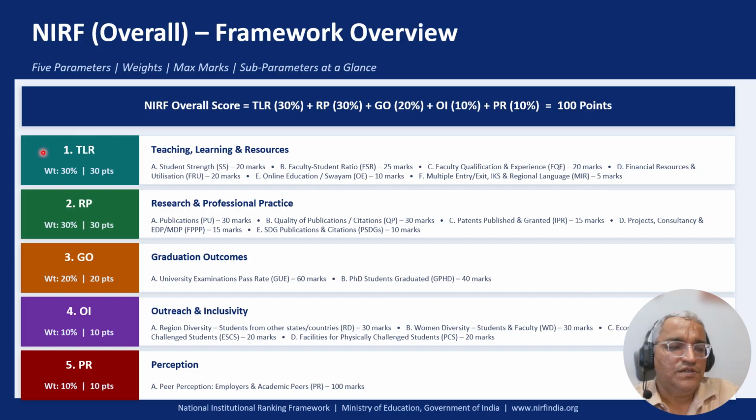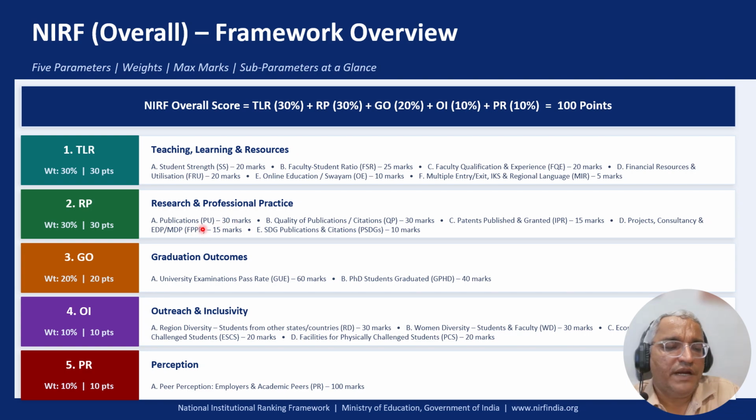This is teaching, learning and resources. So total marks is 100. Then it is multiplied by the weightage of 0.3. Hence it is converted into 30 points. So every parameter initially is calculated as 100 marks, then multiplied by the corresponding weightage to get the points: out of 30 for TLR, out of 20 for GO, out of 10 for outreach, and out of 10 for PR, perception.